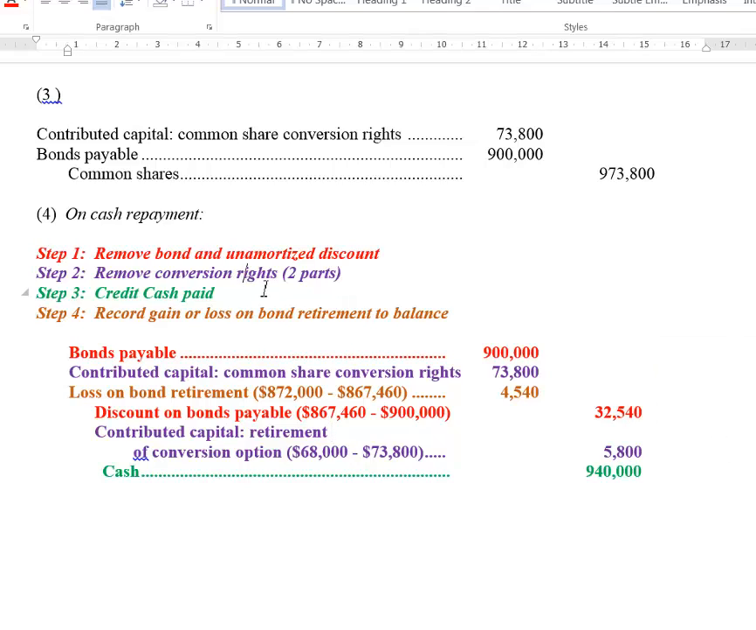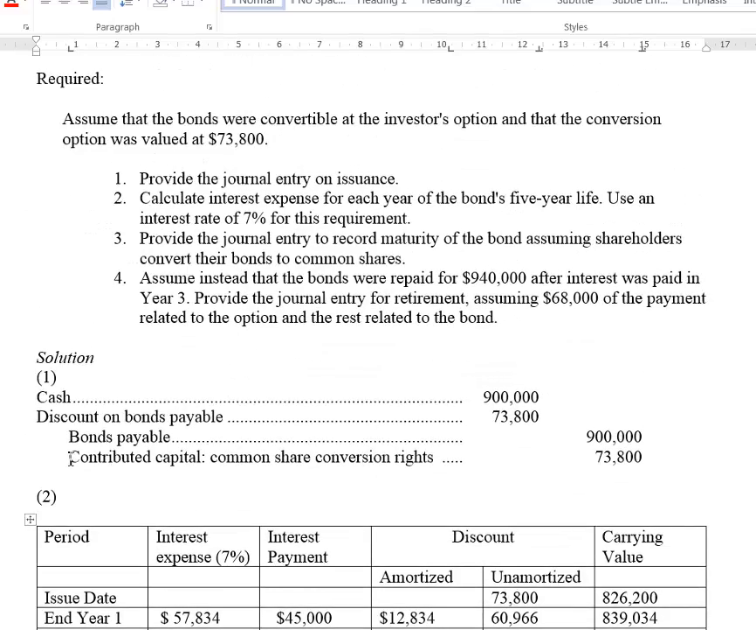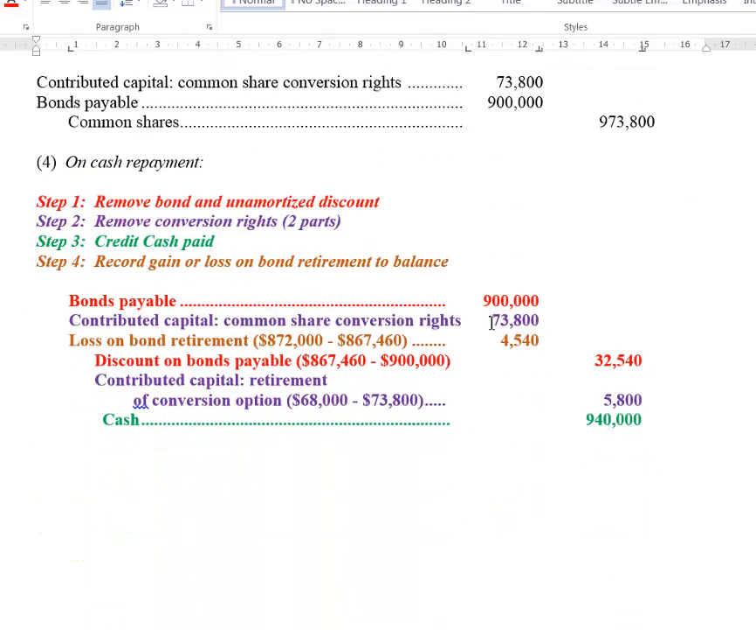We're also going to remove the conversion rights. Don't forget, we never had a chance to convert it. The company bought it back. So we're going to get rid of the contributed capital on the conversion rights. And don't forget, we set this up at the issue date, right? Because we didn't use the conversion rights, the company bought it back, we're going to get rid of that. And that's sitting on our books at $73,800.